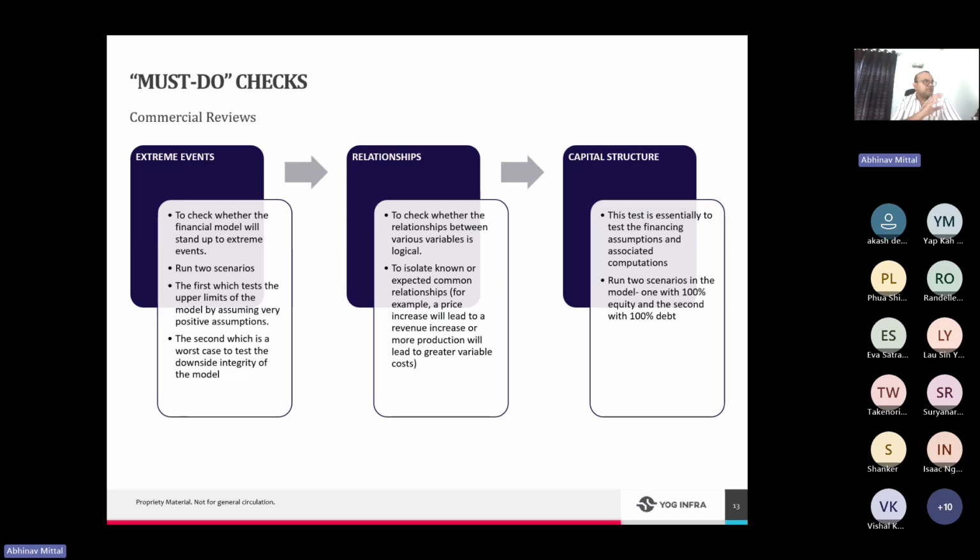Okay. So that's called relationships, whether everything is behaving in a proper relationship. There's an example here: if there's a price increase, of course, it will lead to a revenue increase. Or more production should lead to a greater variable cost. So if your production is higher, your variable cost should also be higher. So in the model, if you have a calculation of VOMCR, which is variable O&M charge rate, then VOMCR should go up if your production goes up. Okay, because the variable costs are increasing.